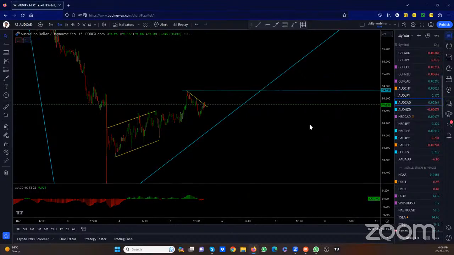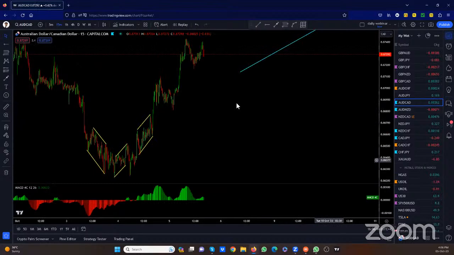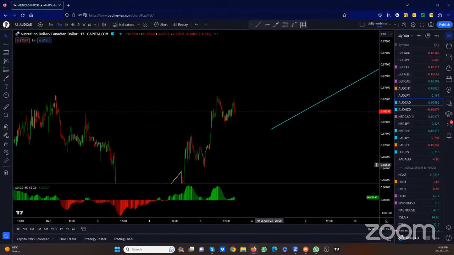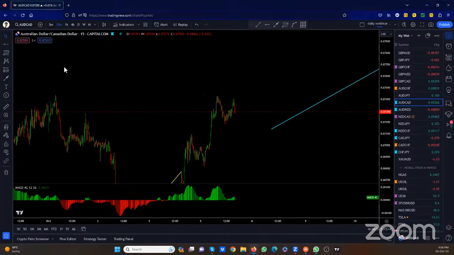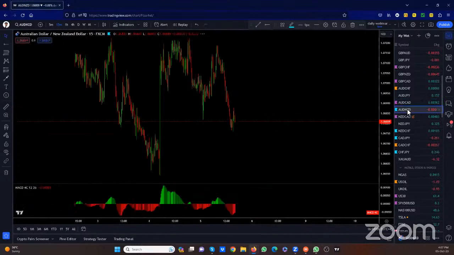Aussie CAD. It's coming down, but that's exactly what you need for the flat. You need it to come here, and then we're going for a buy. Put an entry above the top. So this could be an active buy. Now it has to come down a little more, and then that's an active buy. I'll change it to an active buy. We'll just wait for it to come down a little more.